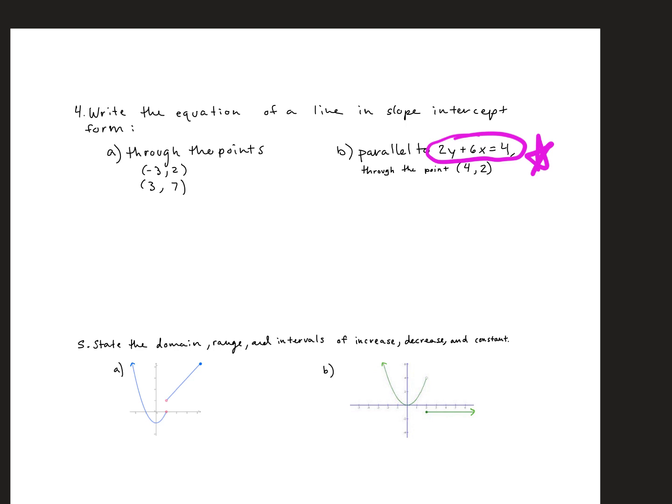Then I personally would take the point that's given and the slope that I discovered or determined, and I would put it into point slope form, and then algebraically manipulate to y equals mx plus b. If you just want to go right into y equals mx plus b by finding the y-intercept, that's fine as well. I just think that one's a little easier to do. But again, look back on your notes.